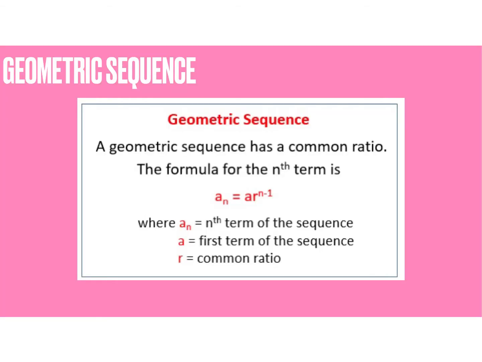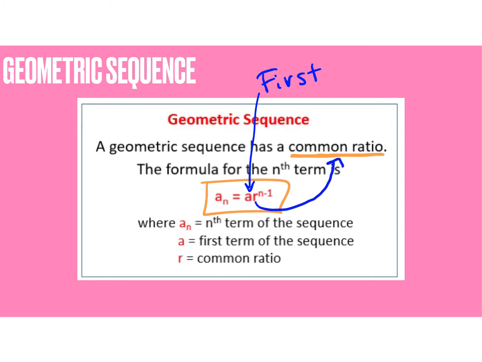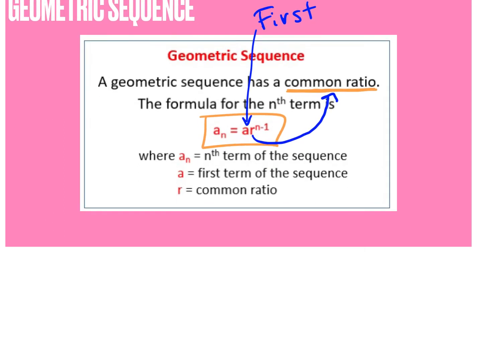A geometric sequence has a common ratio, kind of like the common difference, but since we're multiplying, we call it a ratio. The formula for the nth term is this, same thing as before. A is just our first term, and R is our common ratio. To find R, we always divide the second term by the first term, and that gives us the number we're multiplying by to get to the next.